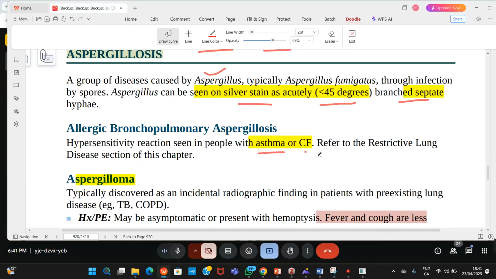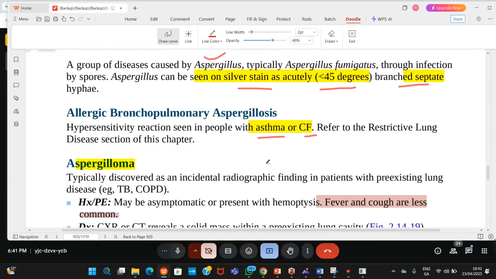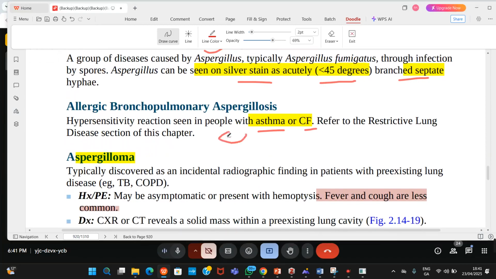We talked about allergic bronchopulmonary aspergillosis as being typically seen in people with asthma or cystic fibrosis. We talked about the presentation. They can have features of bronchiectasis, hemoptysis, fever, cough, weight loss. You give antibiotics, it doesn't work. If you test for IgE for Aspergillus, it will be present. There will be eosinophilia more than 500.